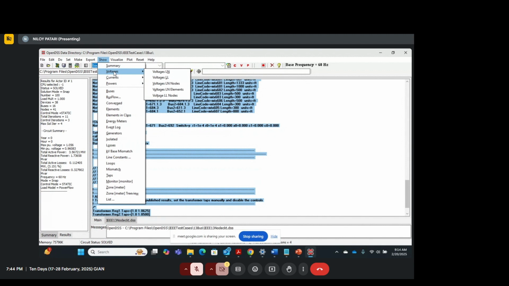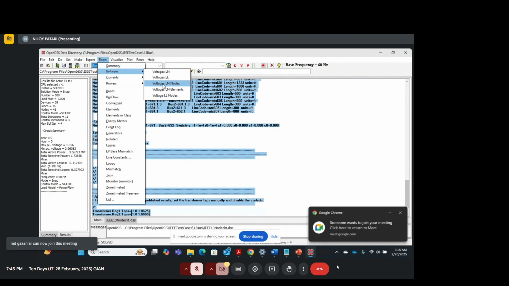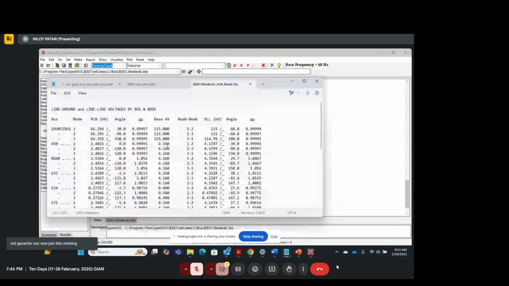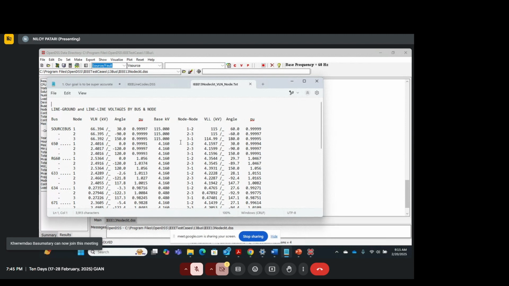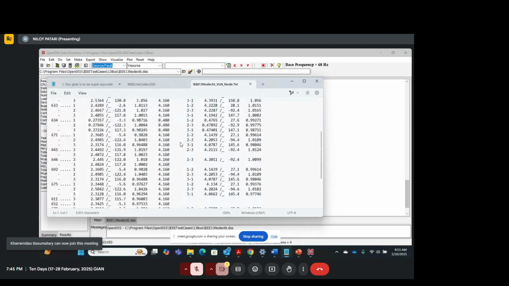But if you go to voltages, you can see line to neutral voltages and line to line. If I click on LN nodes, which is line to neutral nodes, then it looks like this. You see the source bus is 30 degrees advanced, then 90, 150, and it shows what each of these voltages are.